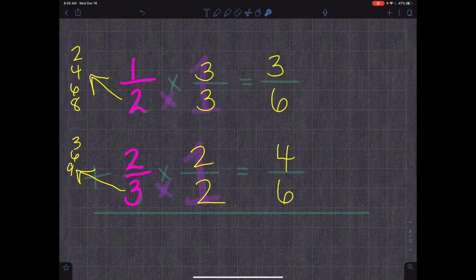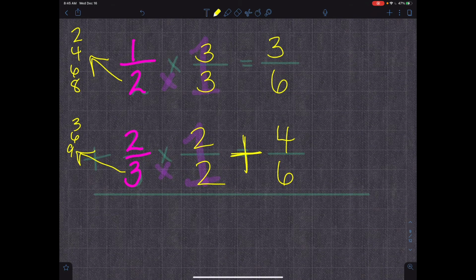Okay, perfect. Now we have changed them. We have done step 1. They're in the right shape. Now what is the operation? Because that's the second part of the SHOPS rule. Okay, the operation is to add. So we've got to add these together. Let's do a big fat add sign. Alrighty. Now we're going to add 3/6 plus 4/6.